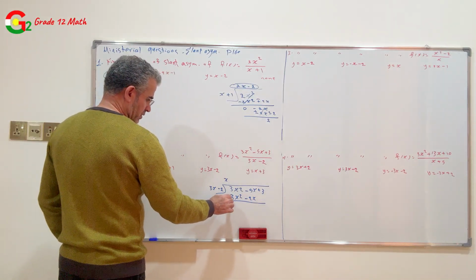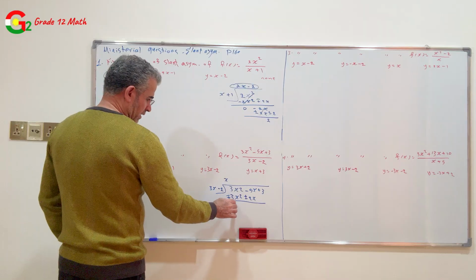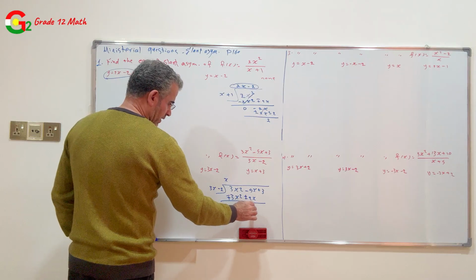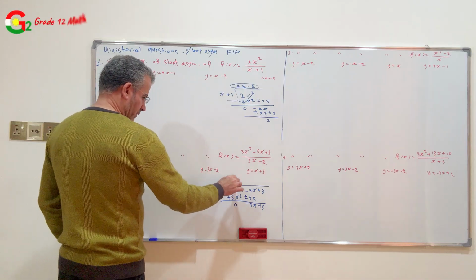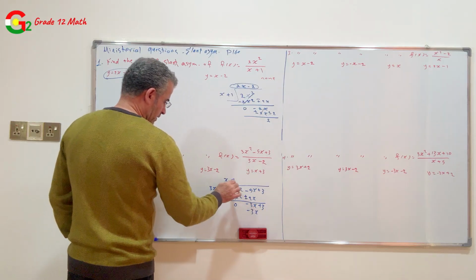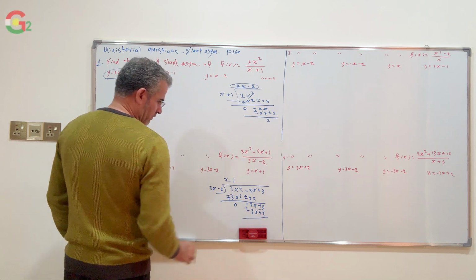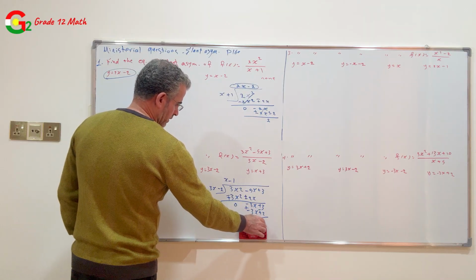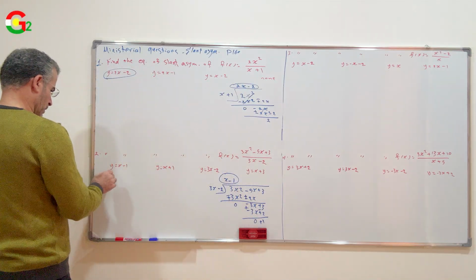By subtraction, change the signs. Then 3x power 2 minus 3x power 2 is 0, minus 5x plus 2x, negative 3x plus 3. Negative 3x divided by 3x is negative 1. Negative 1 times 3x is negative 3x, negative 1 times negative 2 is 2. Change the sign of these terms. Negative 3x plus 3x is 0, 3 minus 2 is 1, plus 1. Therefore, the equation of the slant asymptote is x minus 1.